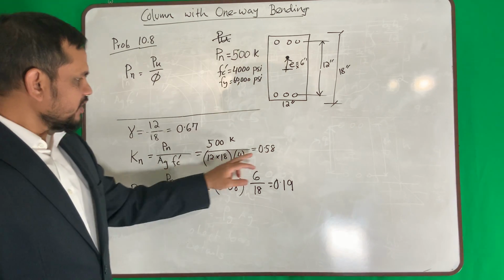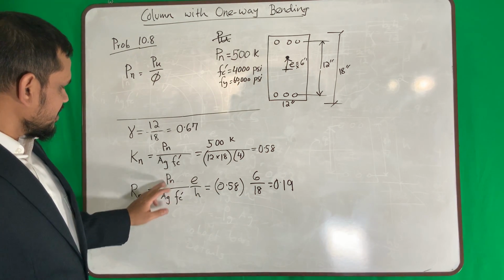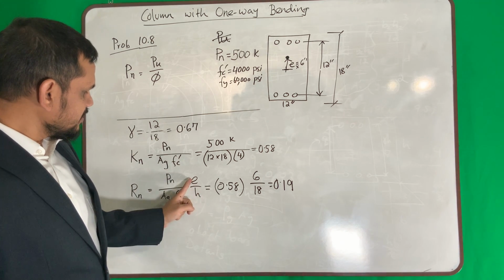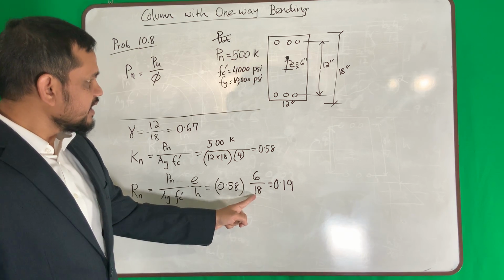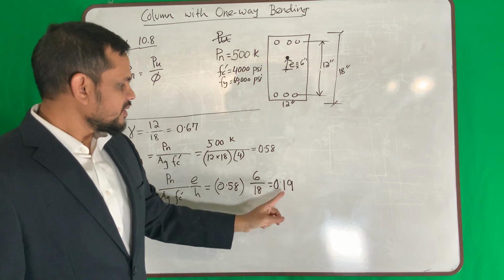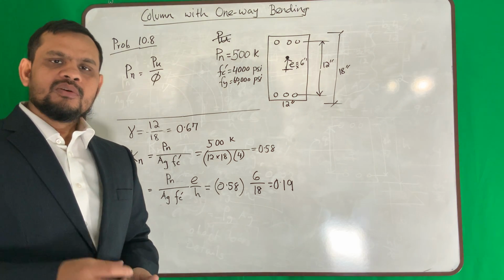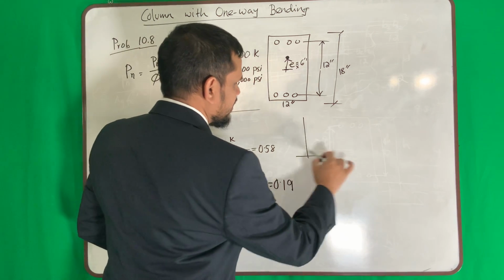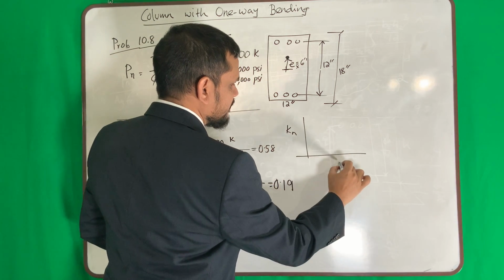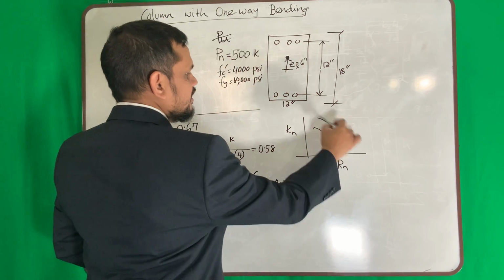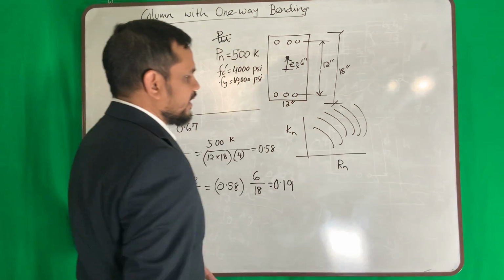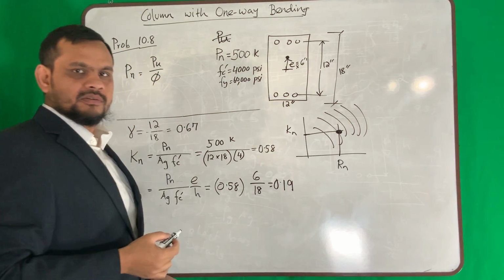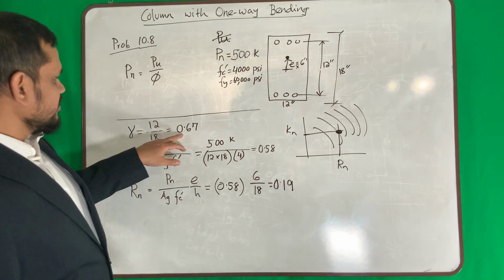So we found Kn as 0.58. Rn is Pn over Ag times h, that means this portion is here. So I already know this portion, 0.58. e over h is 6 over 18, so I found 0.19. Then what will I do? I will go to your book, find the interaction diagram which has Kn here and Rn here. Then it has many reinforcement curves. Then we will locate this and interpolate and find this value. That is our target. So our gamma value is 0.67.